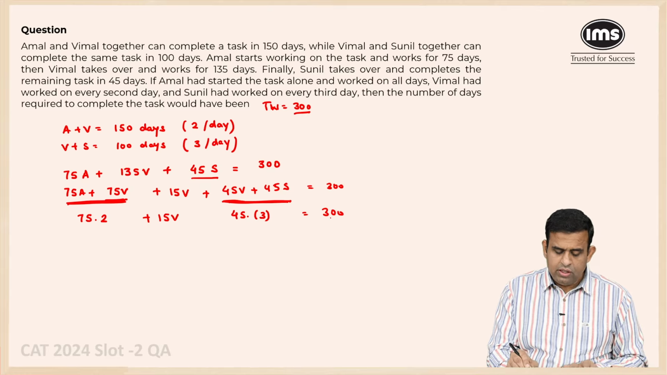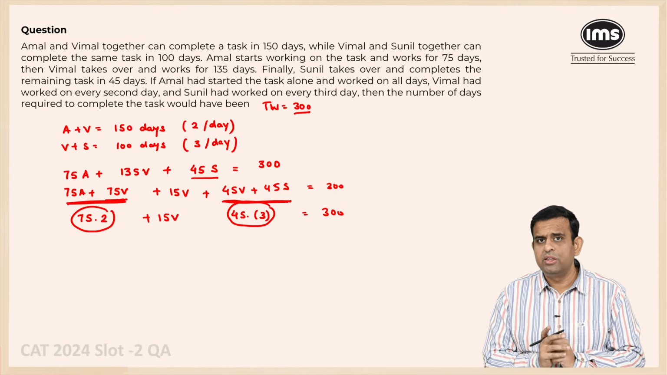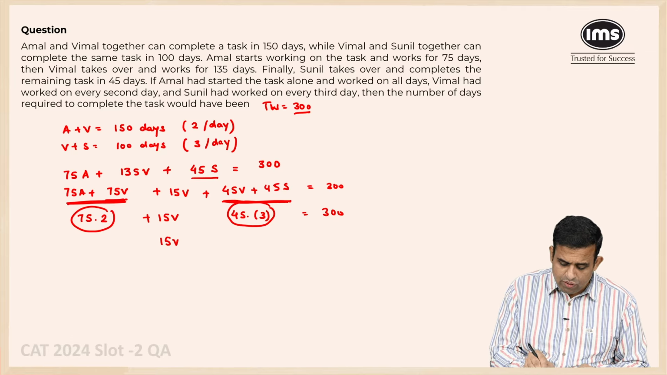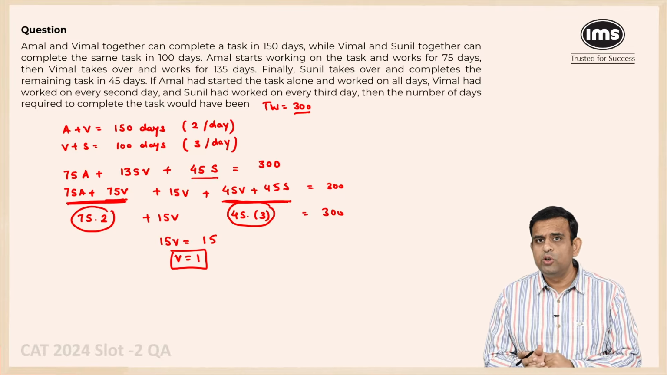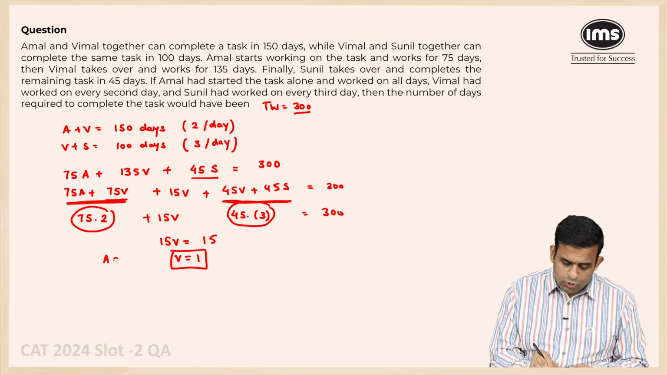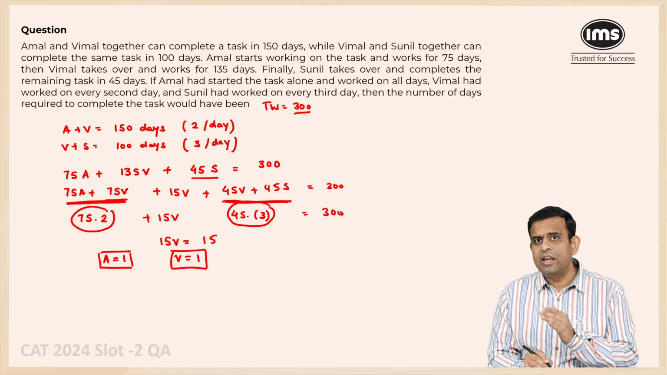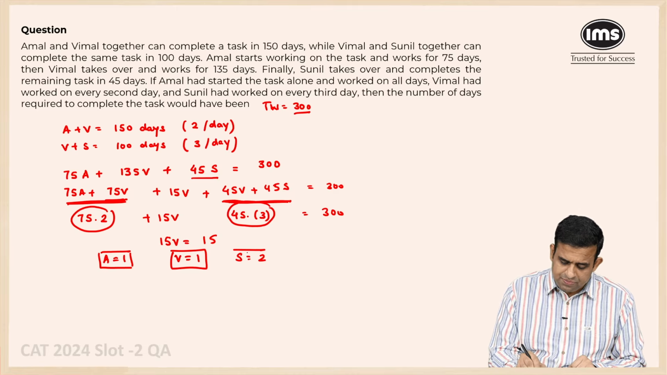equal to 300. 75 into 2 is 150. 45 into 3 is 135. 150 plus 135 becomes 285, which means the 15 days of work of Vimal must be equal to 15. So the efficiency of Vimal comes out to be 1. If V comes out to be 1 and A and V do 2 per day, that means A is also going to do 1 per day. And if V plus S does 3 per day, and out of that Vimal's contribution is 1 per day, S is doing nothing but 2 per day.